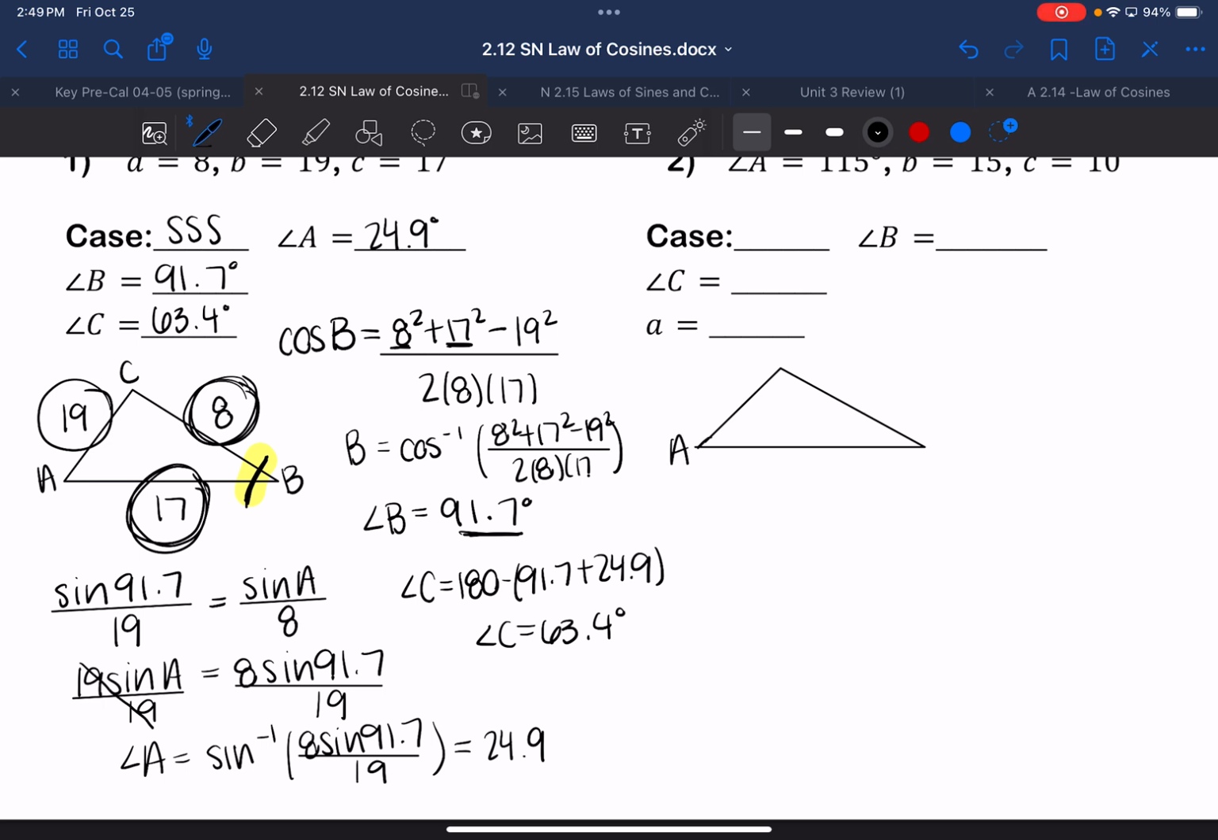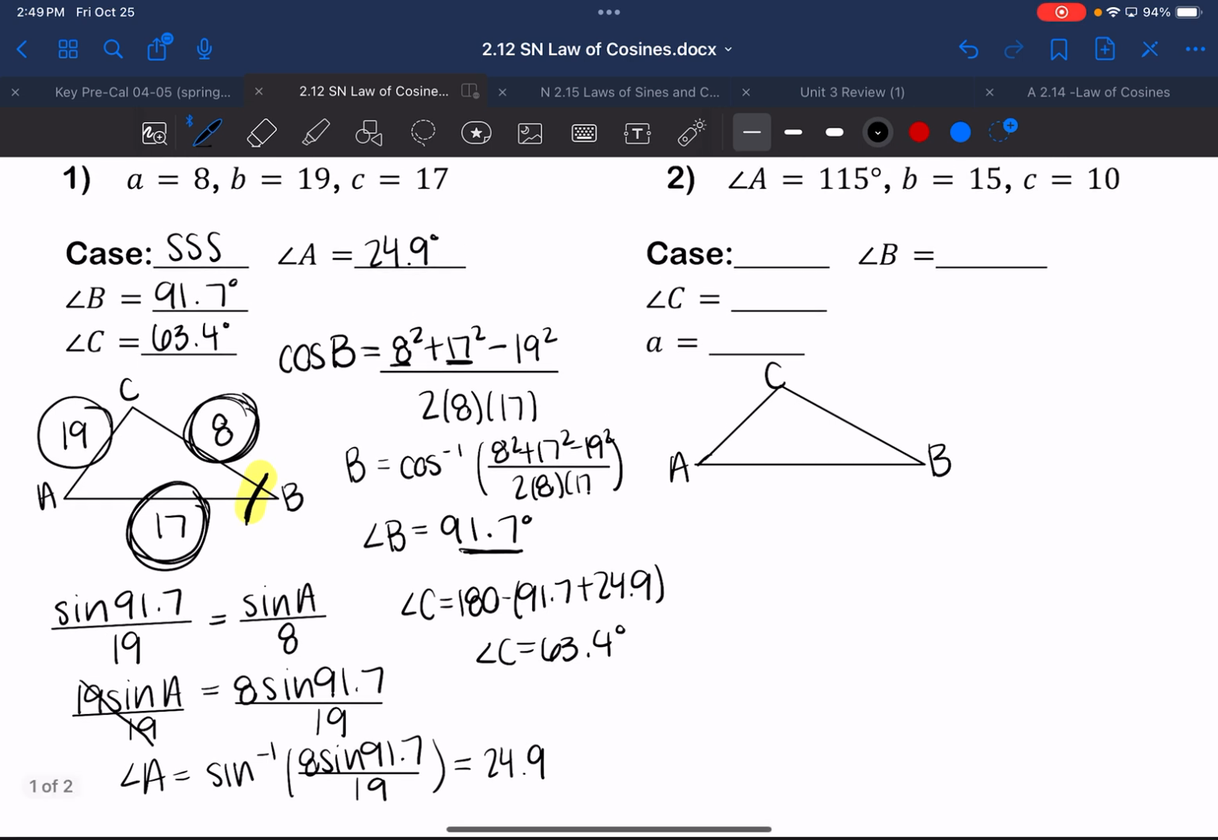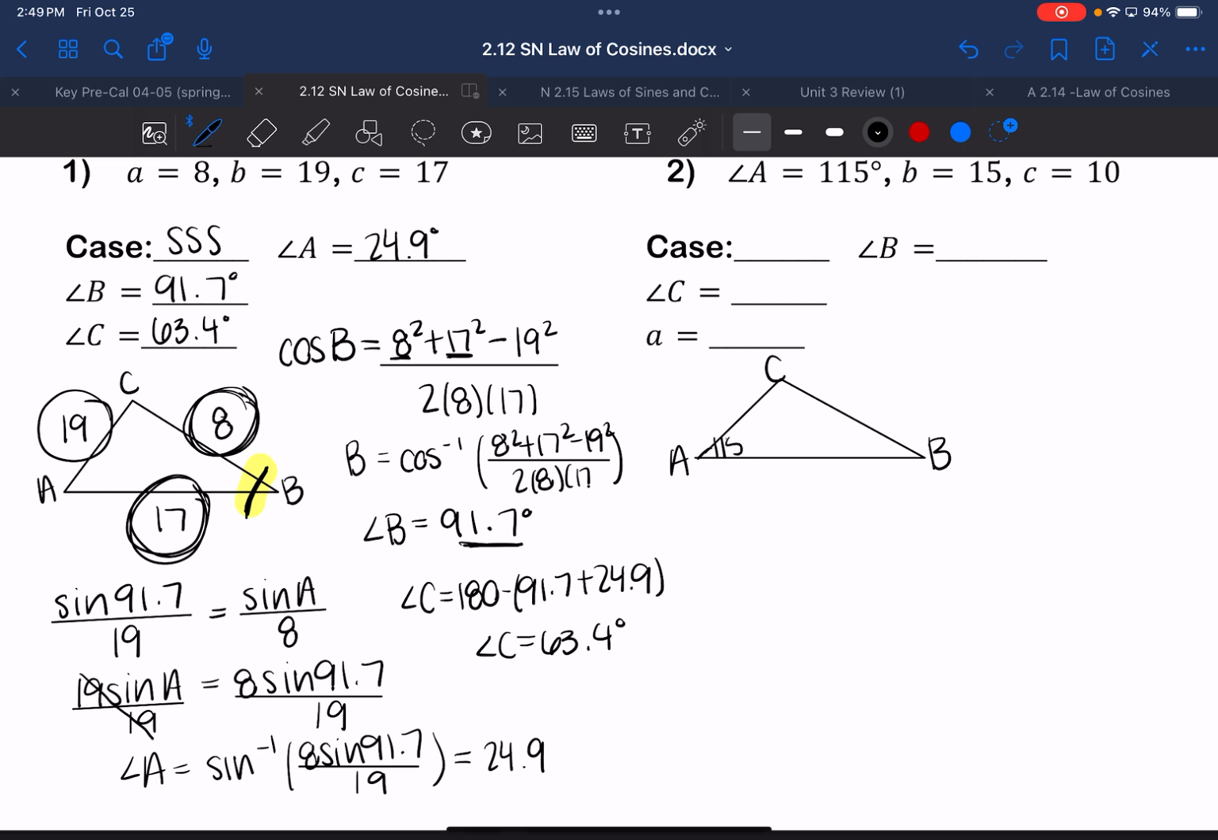Okay, so I've got my angles here. And this time we're told angle A is 115 degrees. Side B is 15. And side C is 10. All right, so what case do we have this time? Side angle side.